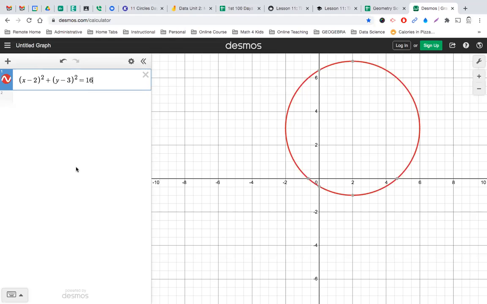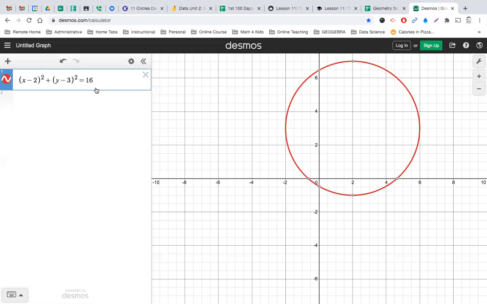Desmos does the whole thing. It recognizes that it's the equation of a circle. And it's also something we can type in standard form. Whereas the yellow calculators, it always has to be y equals, right? Which makes it harder. In this case, we can put it in standard form. This is a circle that has a center at 2, 3 with a radius of 4, right?